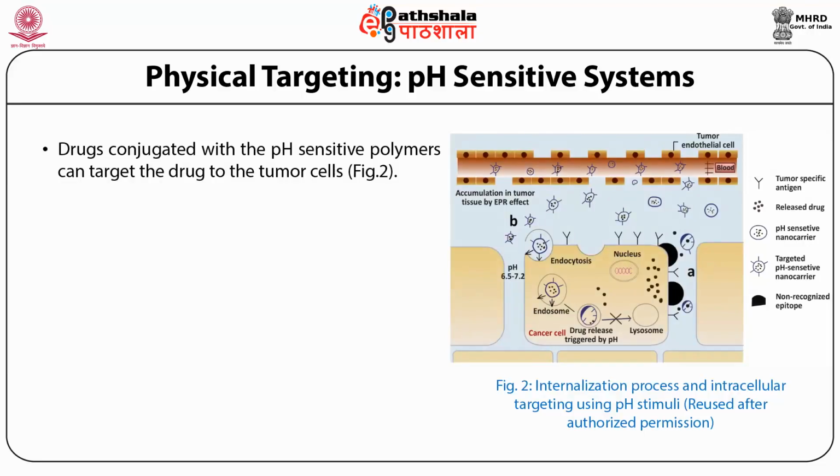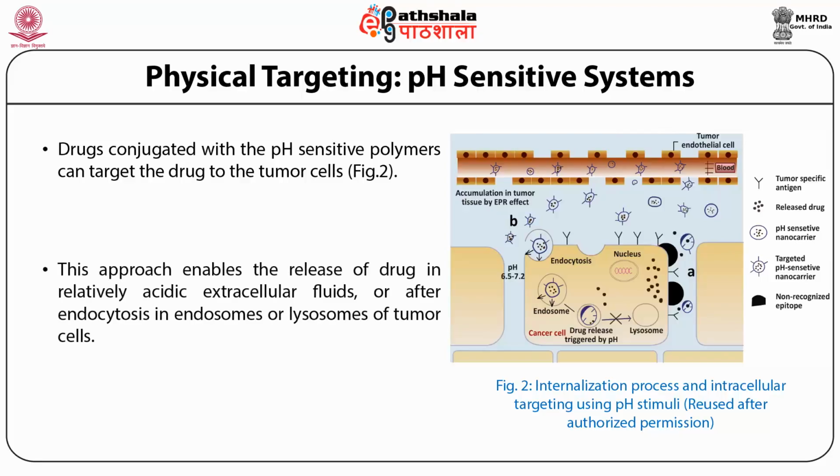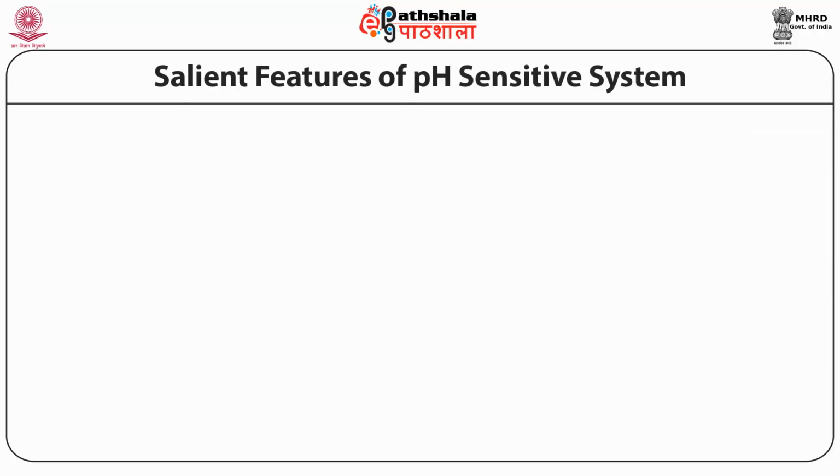In figure 2, you can see the drugs which are conjugated with the pH sensitive polymers are targeted to the tumor cells, and these particular delivery systems enable the release of the drug at a relatively acidic extracellular fluid or after the endocytosis in the endosomes or the lysosomes of the tumor cells. We will discuss the various features of the pH sensitive system.